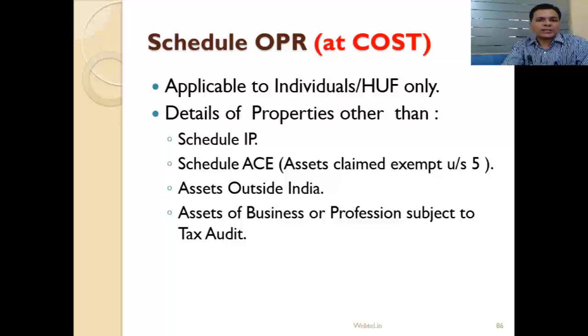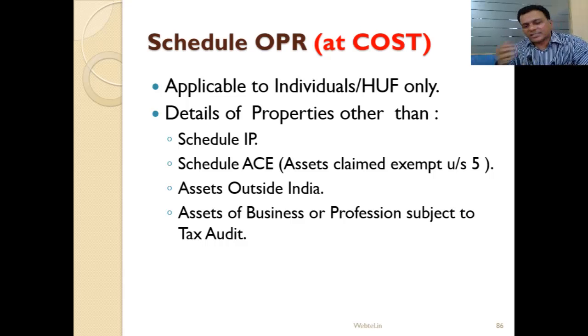The next schedule, the important one, is schedule OPR of other properties. In other cases, we have to give the market value, but in this case, the values have to be given at cost. Please note it is applicable to individuals and HUF only, not applicable to companies. And details of properties other than that given in schedule IP, schedule ACE, which is assets claimed exempt under section 5, which was being given earlier also, assets outside India, and assets of business or profession subject to tax audit. Details of properties other than all these properties need to be given here.